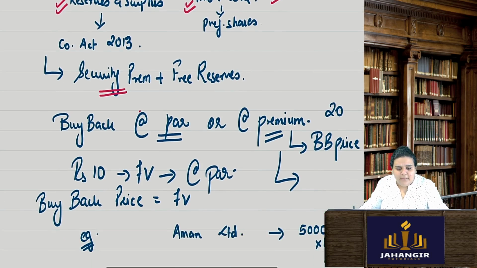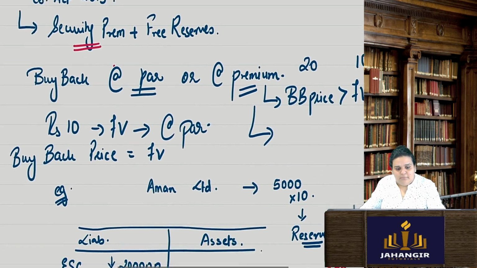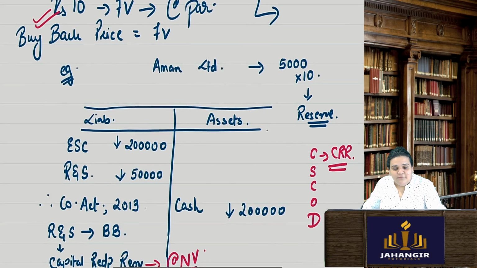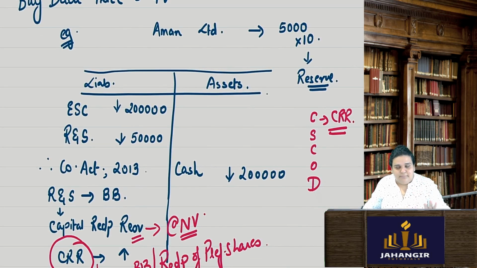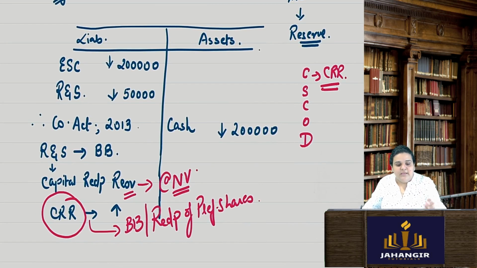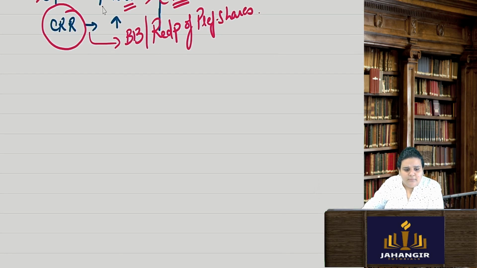Buyback can be done at par or at premium. When the buyback price is greater than the face value, then I will say the buyback is at a premium. Or the company can do the buyback at par itself. Now, if the company is using its reserves and surplus for the purpose of buyback, then they have to transfer that amount which they have utilized from their reserves to capital redemption reserve at nominal value. Alright. Now coming to the journal entries. Very simple. There are only 4 journal entries in case of buyback.